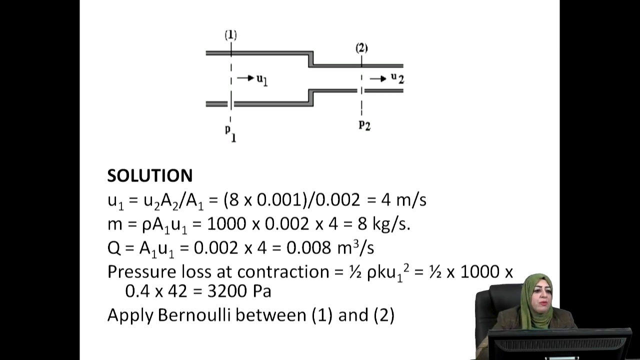البريشر لوسز at contraction equal half rho K U1 square equal half multiplied by 1000 multiplied by 0.4 multiplied by 4 square equal 3200 Pascal. Now apply Bernoulli equation between point 1 and point 2.